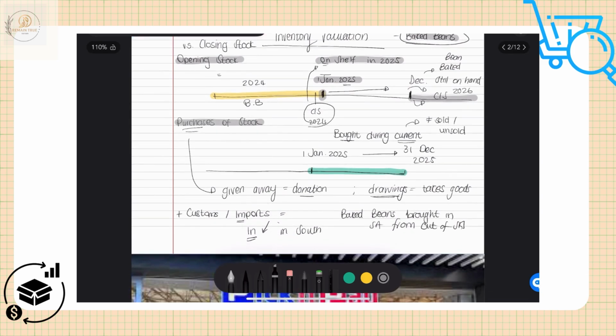Purchases of stock is everything you bought during the year. So everything we bought from the 1st of January 2025 up until December 2025 would be purchases. And of course, we'll take into account donations, things given away, and drawings, things that the owner takes for his personal use. And lastly, we have things such as customs or imports, which are things that come into South Africa. For example, we bought beans from, let's say, Canada. That would be our imports of baked beans because we'll resell baked beans in South Africa.